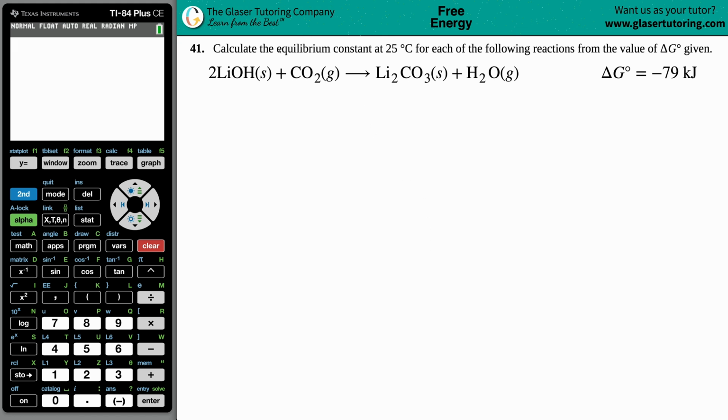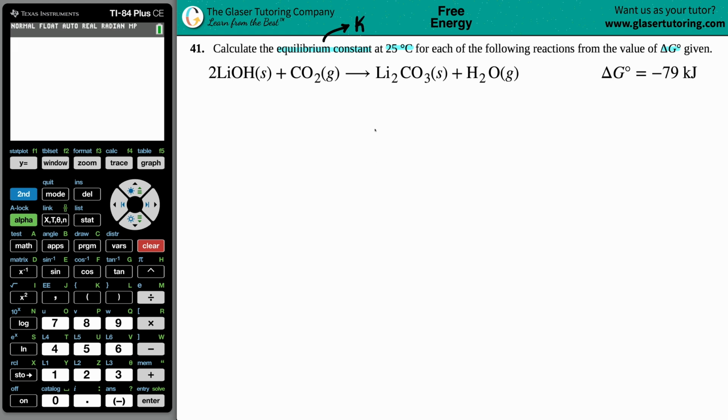41. Calculate the equilibrium constant at 25 degrees Celsius for each of the following reactions from the value of the delta G naught given. So we have 2 LiOH solid plus CO2 gas yields Li2CO3 solid plus H2O gas, and this has a delta G value of negative 79 kilojoules, so it's spontaneous. But we're trying to solve for the equilibrium constant. Keep in mind that the equilibrium constant is a capital K value.